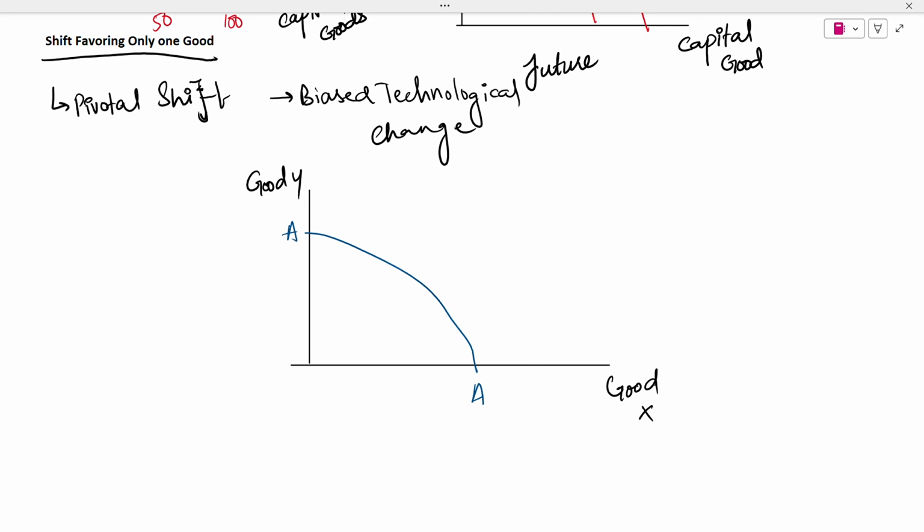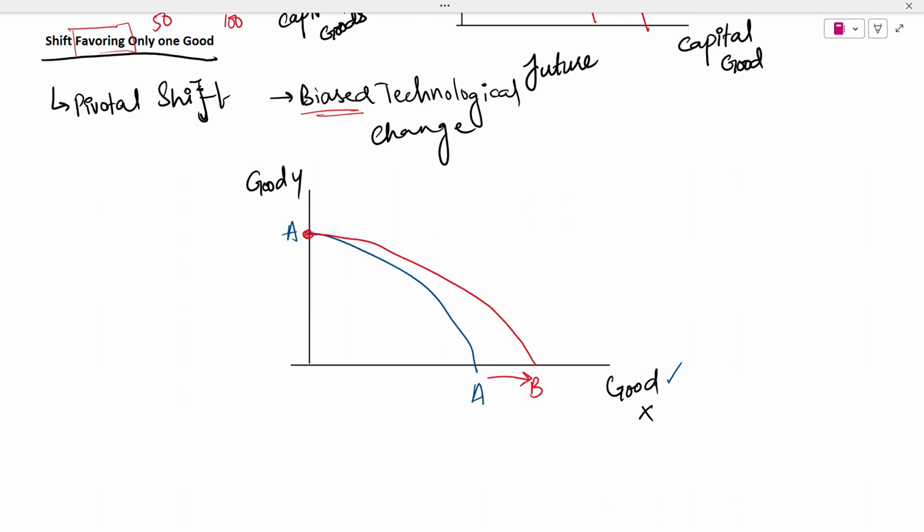Now, if there is a technological change that improves the productive capacity of only good X, then the production possibility curve would shift something like this, because now we can produce more of good X only using the resources, but we can produce the same amount of good Y. But that means that this technological change has a biased effect, because the shift favors only the production of one good, and we cannot produce more of both goods. In fact, we can only produce more of one good only. So that means it will lead to a pivotal shift in the PPC.